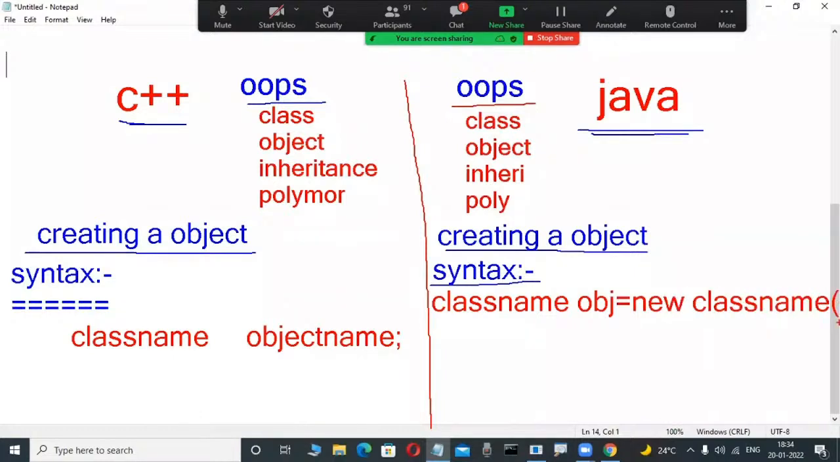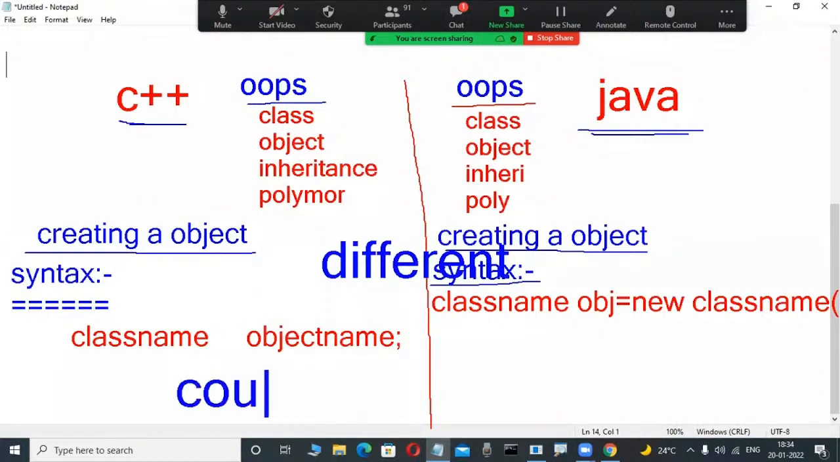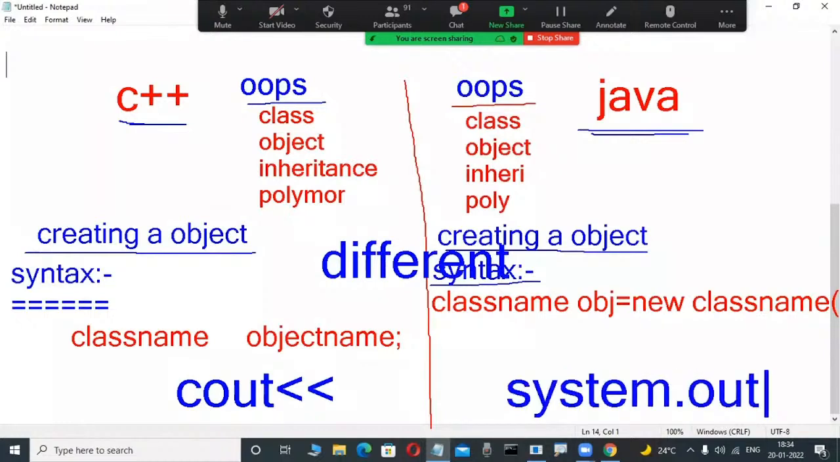Yes, observe here. Are these two languages syntactically different or the same? Syntactically different. Conceptually, OOP concepts are the same, but syntactically different, and functions are also totally different. Suppose in C++ I want to display output, cout is a function for streaming output. And in Java, what is the function? System.out.println. That's why they are syntactically different.